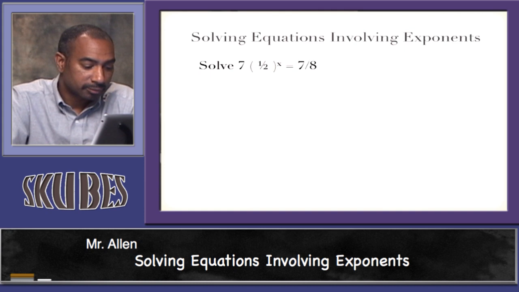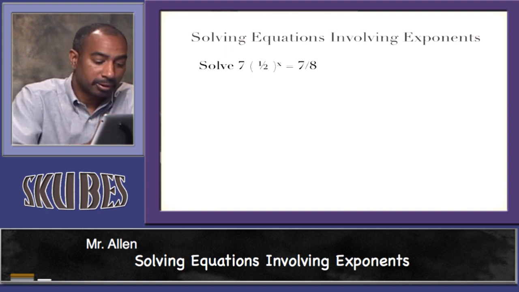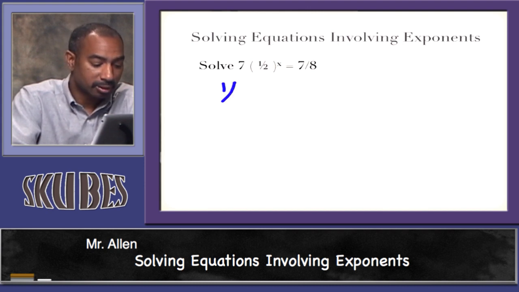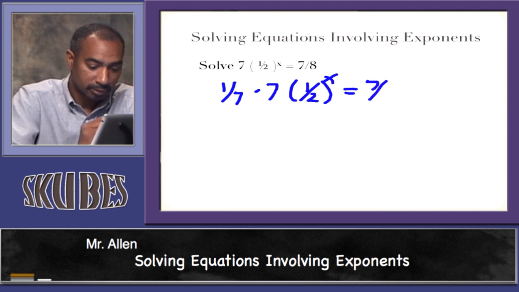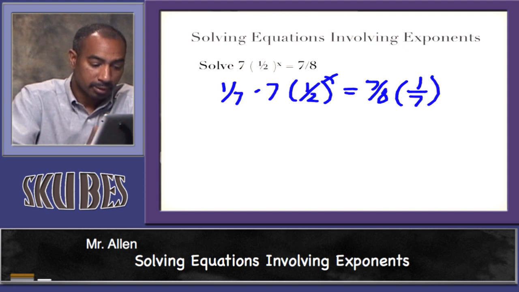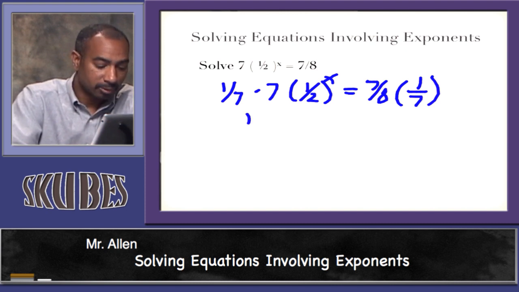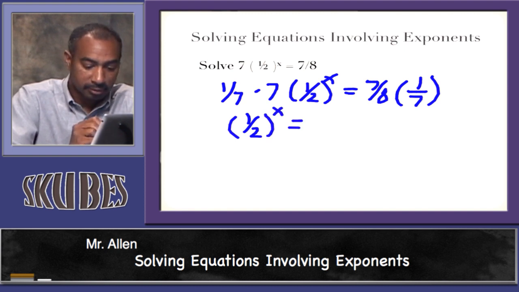All right, solve 7 times 1/2 raised to the x power equals 7/8. Sometimes your base could be a fraction, but you're going to do the same thing. I'm going to multiply both sides here by the reciprocal of 7, which is 1/7. 1/7 times 7, and then I have 1/2 to the x power. 7/8 times 1/7, that's going to be 1/8. 1 times 1/2 to the x power is 1/2 to the x power. And 7 divides into itself once, so you're left with 1/8.